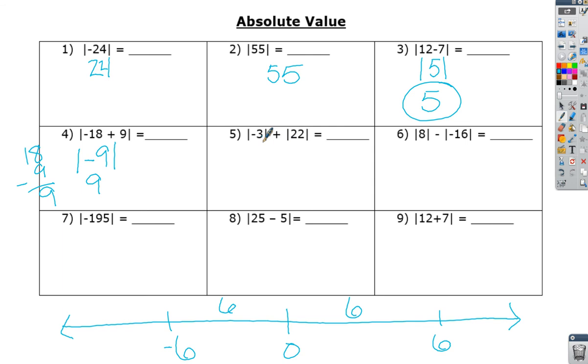Now number 5 is a little different than 3 and 4. The absolute value bars are around negative 3 and it's around 22. So we need to take the absolute value of each of these numbers before we can add them together. So the absolute value of negative 3 is 3. And the absolute value of 22 is 22 because 22 is 22 spaces from 0. So now we have 3 plus 22, and 25 is our answer.